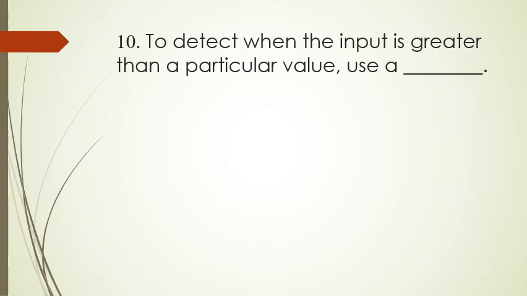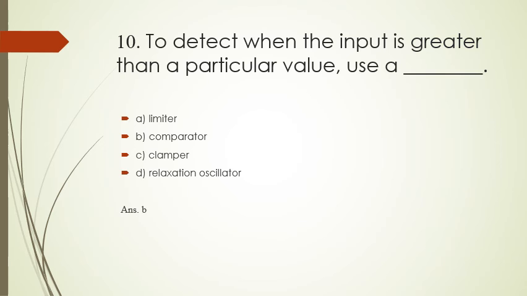And the last question is, to detect when the input is greater than a particular value, use a dash. Options are limiter, comparator, clamper and relaxation oscillator. So here the correct answer is comparator. Whenever we have to detect whether the input is greater or smaller, or perform some kind of comparison between the two inputs of the amplifier, then we use one of the applications of the op amp, which is known as the comparator, which compares the two inputs of the op amp.